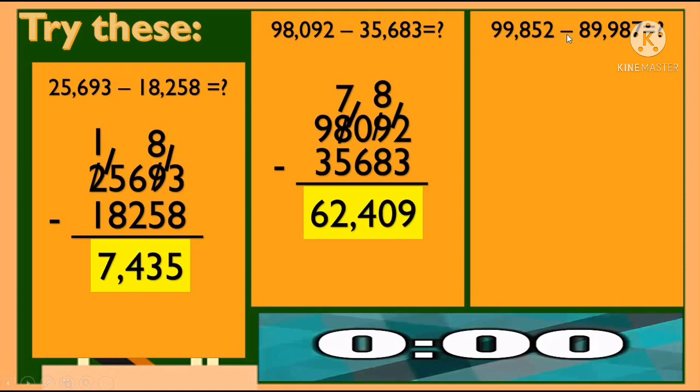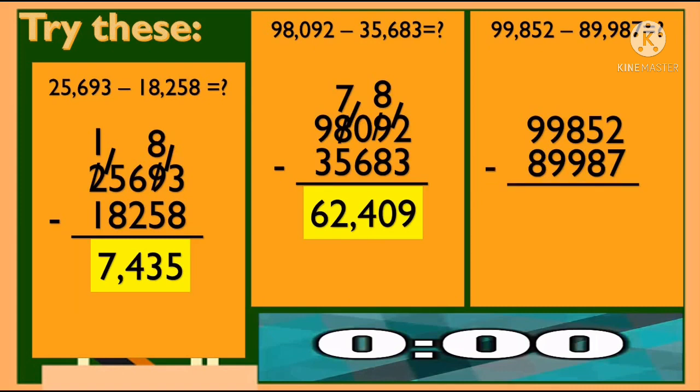99,852 minus 89,987 equals blank. Alright, now let us line up those two numbers. We have the first part, which is our first layer. We have the minuend, which is the 99,852. And the second layer, that is what we call the subtrahend, which is the 89,987. And of course, don't forget our symbols.